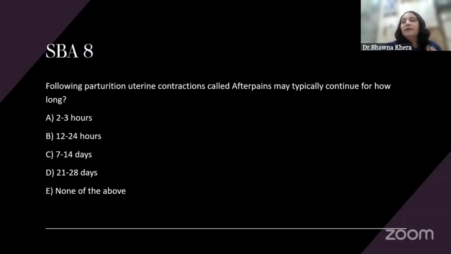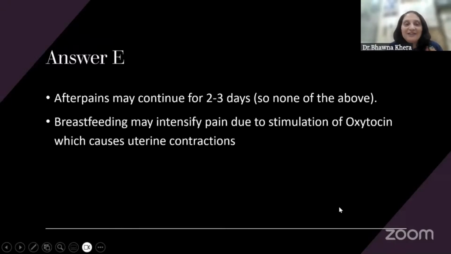So basically, the correct answer here is, I'm afraid there is no correct answer here. This is none of the above. Yes, this can happen in the exam also. We sometimes can have the option of none of the above as well. After pains may continue for 2 to 3 days. So this is none of the above. We don't have this option.